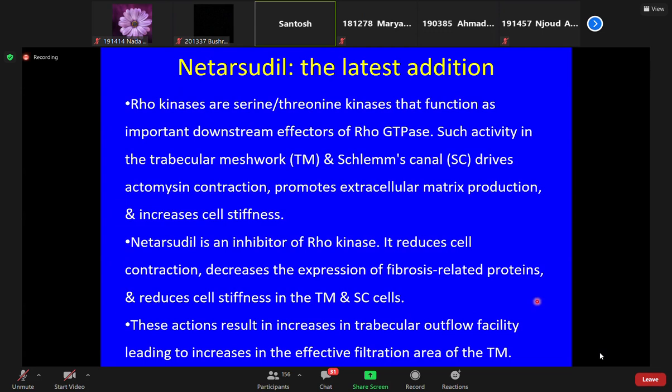Okay. So we talked about 3 classes. We have cholinergic agonists, we had prostaglandin agonists, and we had Rho kinase inhibitor. All these 3 enhance the drainage or outflow of aqueous humor, leading to reduction in intraocular pressure.